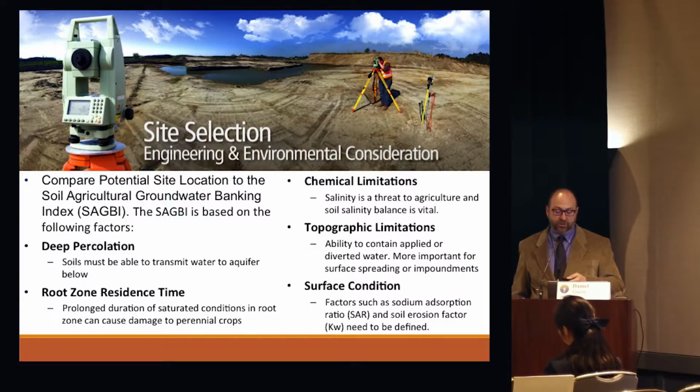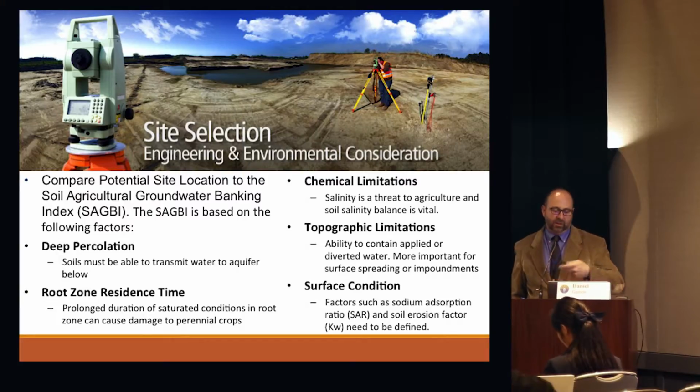Central Valley salts are always a problem. You have to worry about your water chemistry, your water mixing models, and topographic limitations. If you're going to use surface water and impound it or divert it, make sure it stays where you want it to. Then surface conditions. This gets into the soil chemistry and the mixing models. You want to know what your sodium absorption ratios are, the erosion factors, and how this is going to hold up to long-term flooding, drying cycles, flooding, cleaning out, and then flooding again.